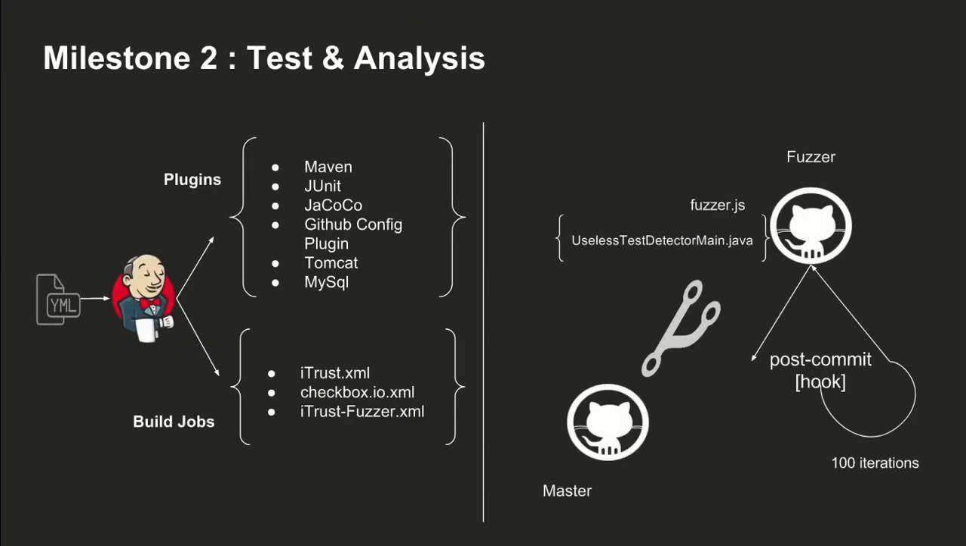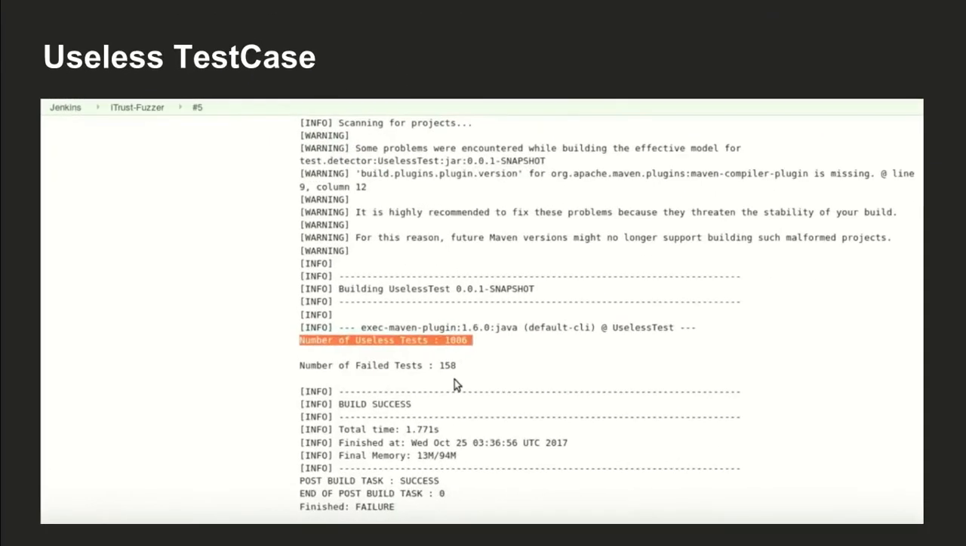Our second milestone was test and analysis, in which we extended the previous milestone and added a test suite and reports. We developed a fuzzer for iTrust to generate 100 random commits in a fuzzer branch and also a useless test detector to test those commits. This is the screenshot of the number of useless tests that were detected across 100 builds.